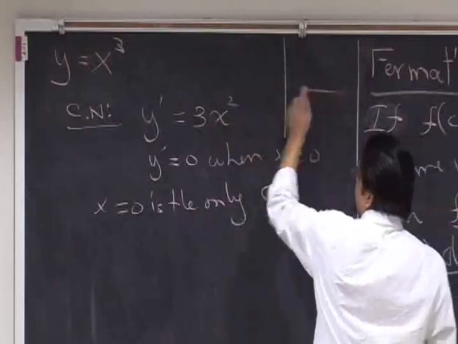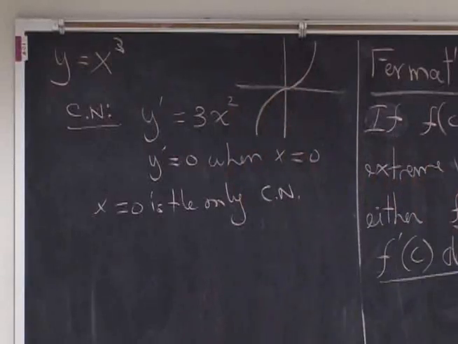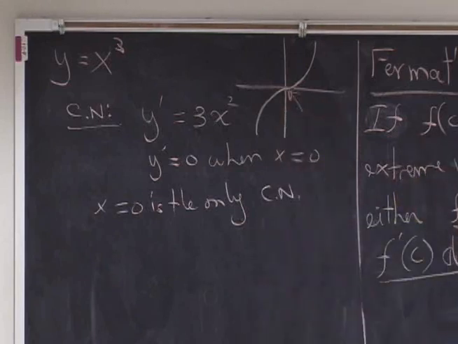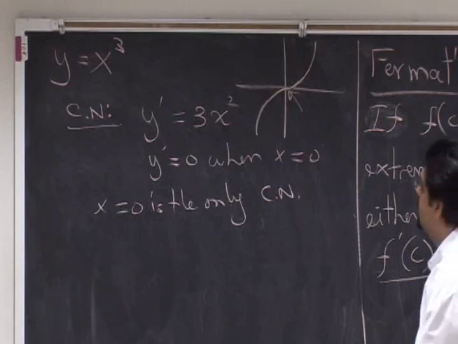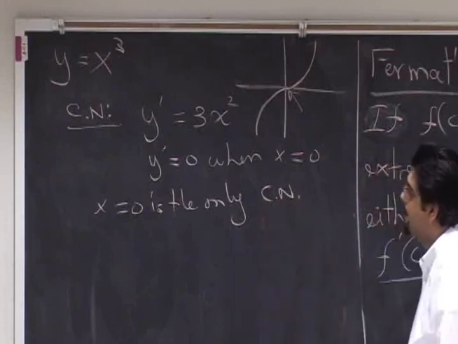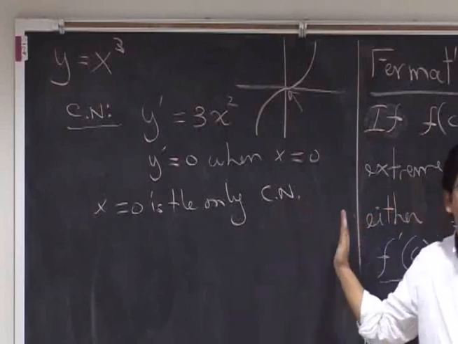Well, you all know what the graph of x cubed looks like. This is the graph of y equals x cubed. And of course there are no peaks or valleys there. And this is the point that we found as our critical number, but nothing special is happening there. It's just that the derivative is 0. It's not a peak or valley. That's not why the derivative is 0. So this is an example of a function that has a critical number, but the critical number never became a local max or local min.